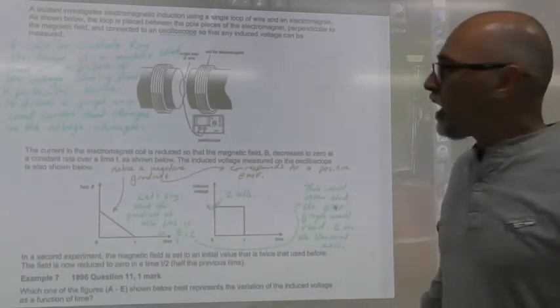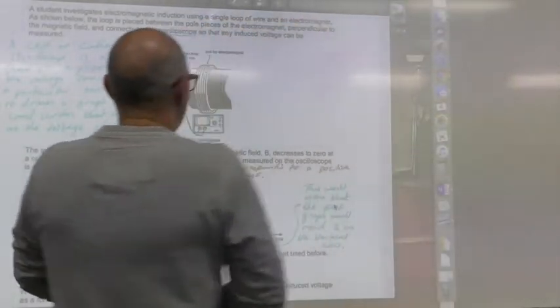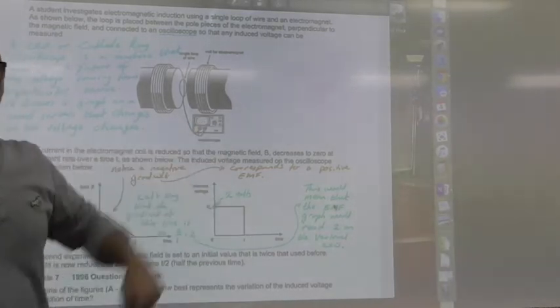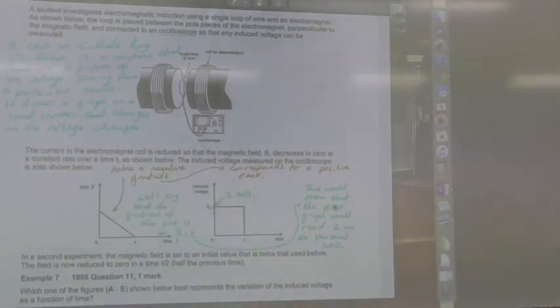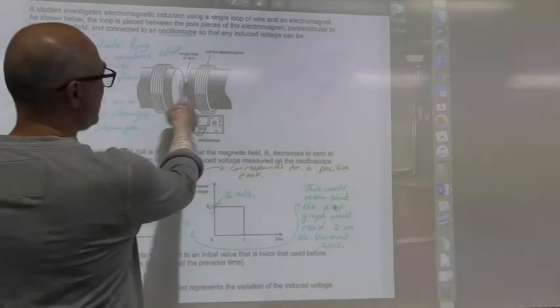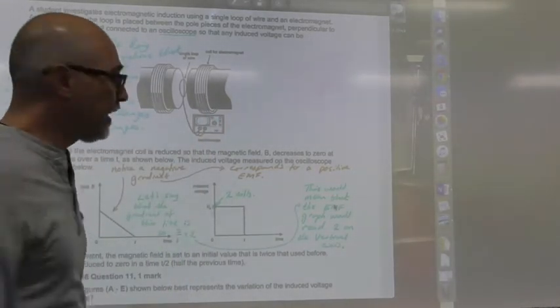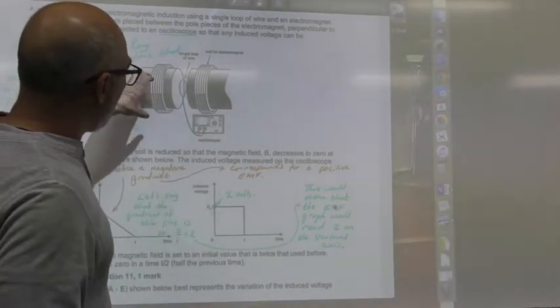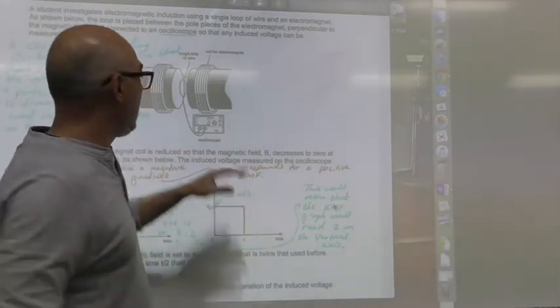All right, over here, we've got another one. Here's a nice little picture of a crow that I just showed you a real one. A student investigates electromagnetic induction using a single loop of wire and an electromagnet. As shown below, the loop is placed between the pole pieces of the electromagnet. Electromagnet meaning these are coils that create the electromagnet, so in other words, you can control the field without moving the loop. And that's the point of this, okay?